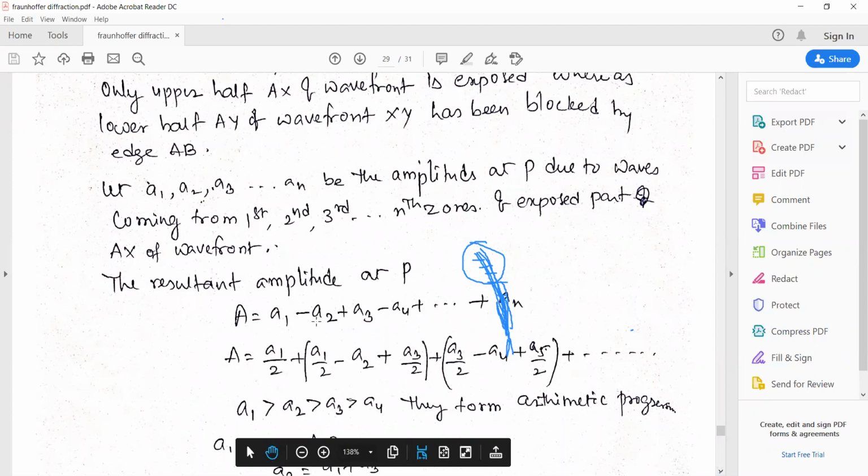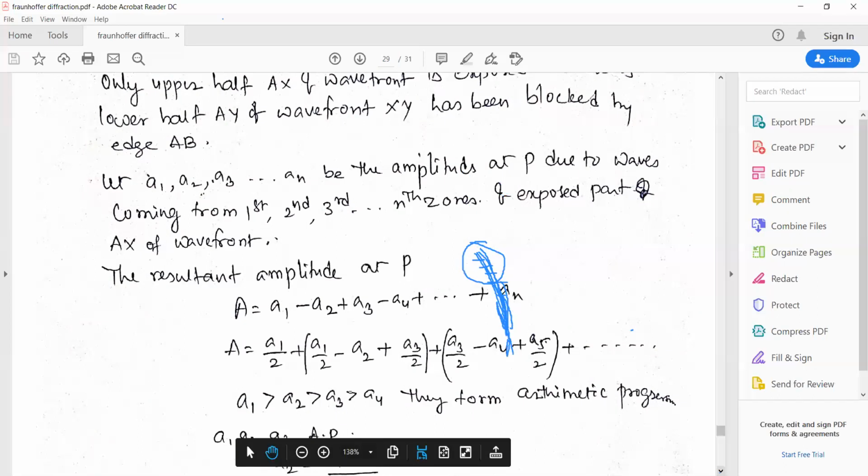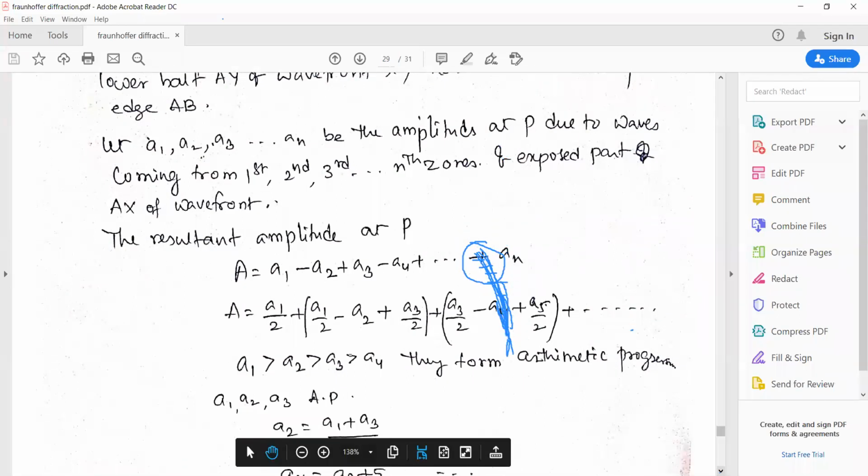Okay, A1 you keep it like that, all even terms you just keep as they are, and just the odd terms will be split into two terms, like A1 is split into A1 by 2 plus A1 by 2, A3 is split into A3 by 2 plus A3 by 2. So just rearrange them. It looks like arithmetic progression terms, A1 greater than A2 greater than A3.